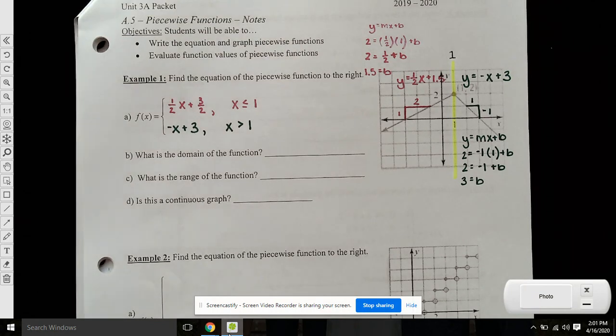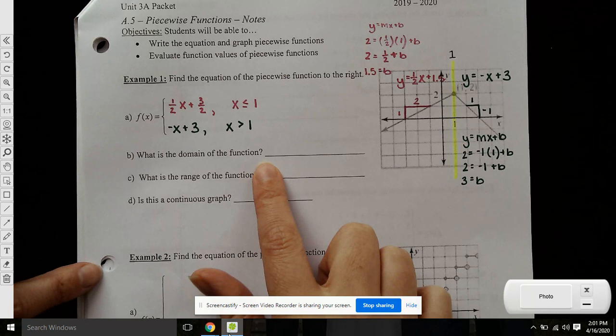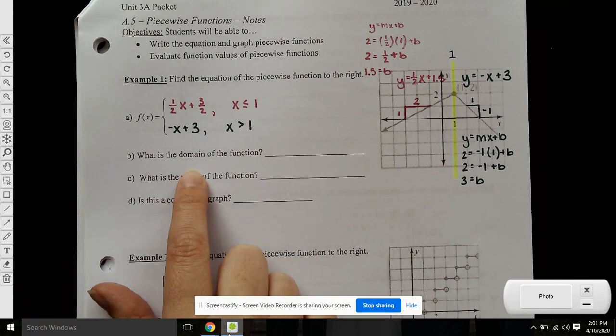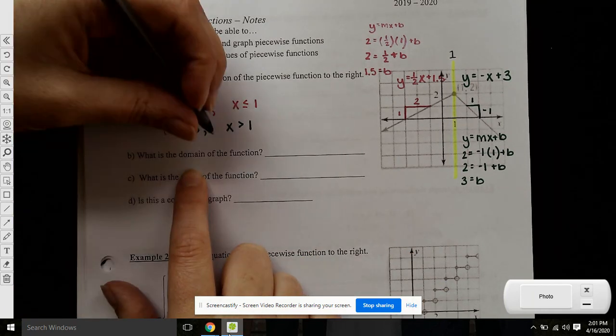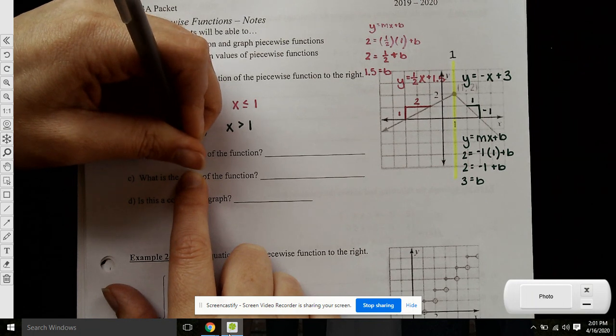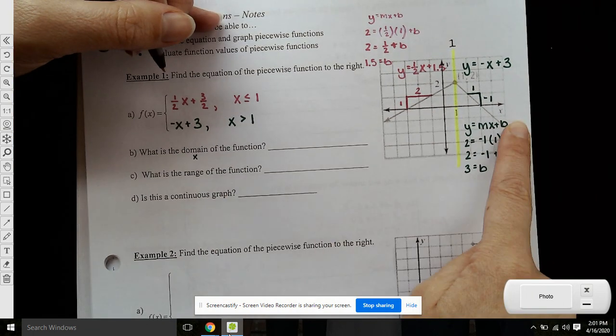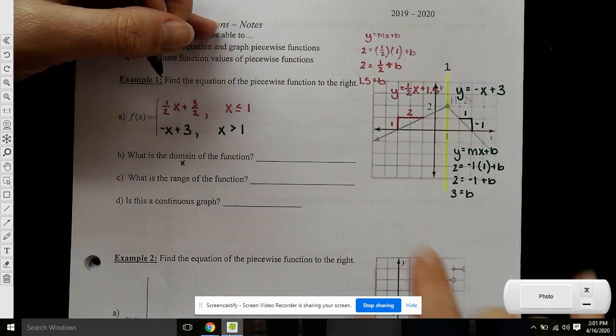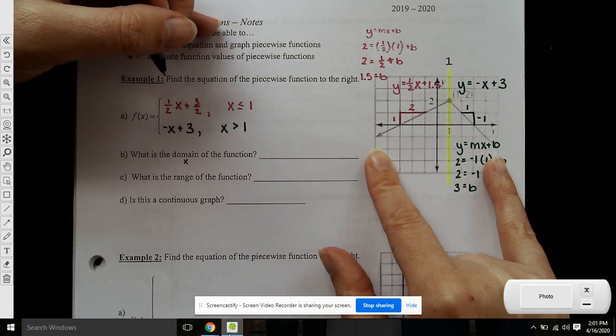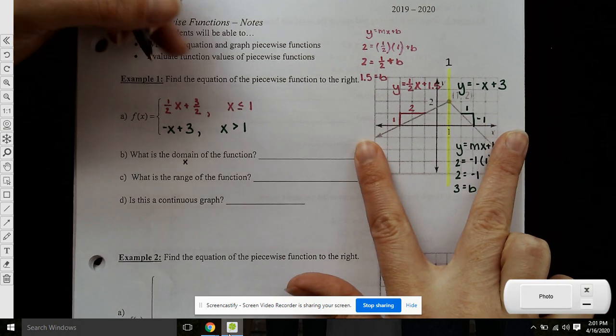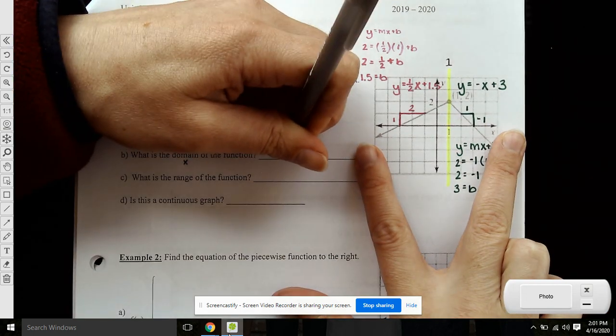So let's look at the domain of the function. Domain of the function, remember that's our x values. So for our x values, I'm looking at what values go to the left and what values go to the right. If you look at this graph, it has arrows on both ends, which means every x value is covered. So I can say negative infinity to infinity.